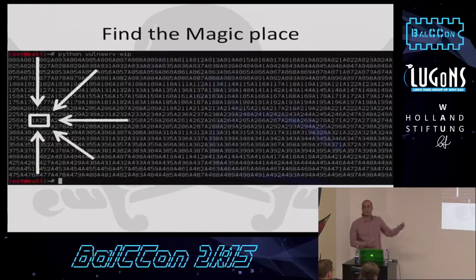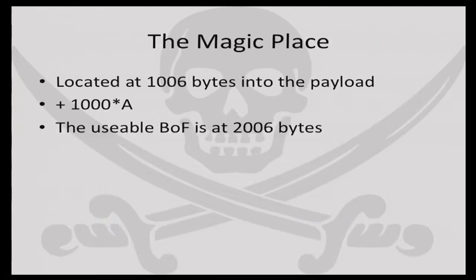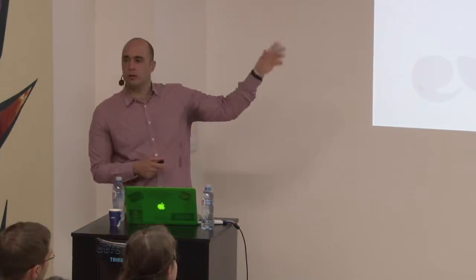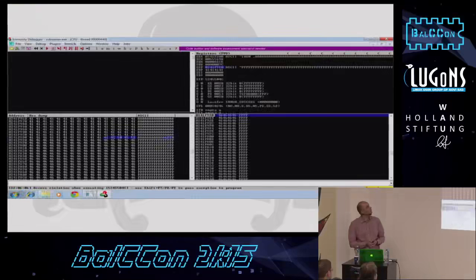And here is our magic place. Whatever I put here will be accepted as a command to be executed. And the location is at 1006 bytes from the beginning. So what I need to do now is send 1000 A's, and then 1006 other bytes. So at 2006 bytes, whatever I put there will be executed. Let me try if it works. I just put my name here, and as you can see, yes, that's the place. I've checked it.